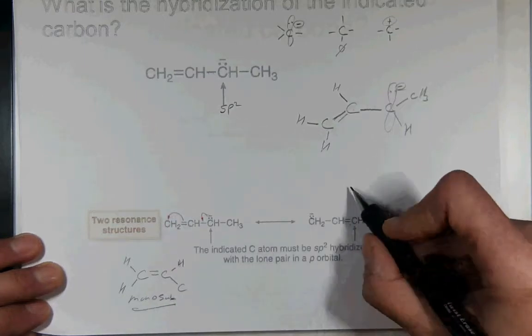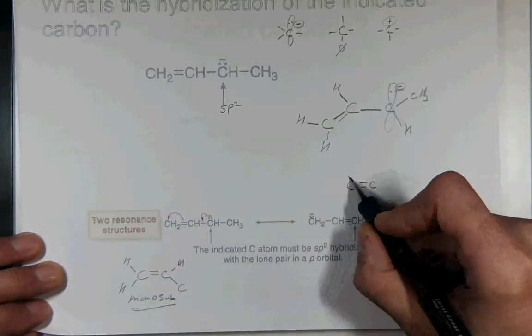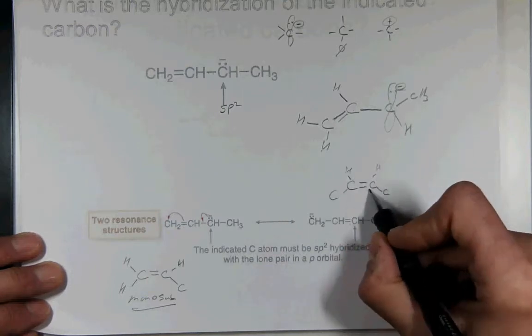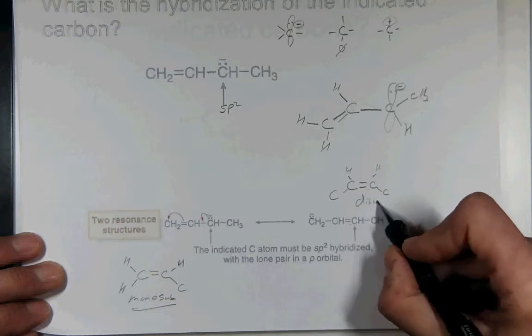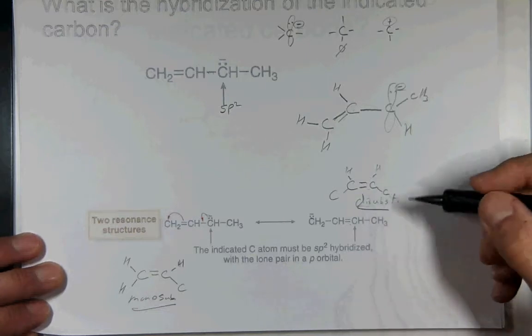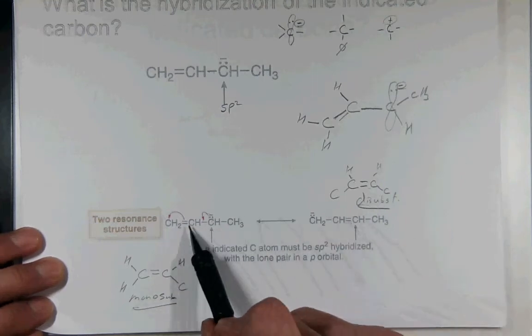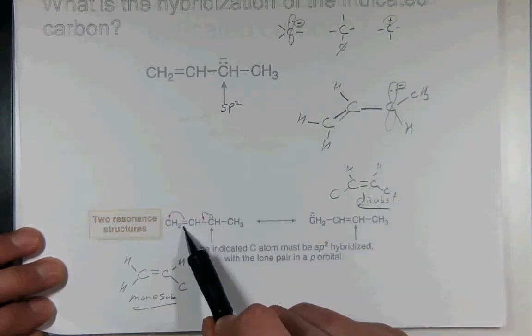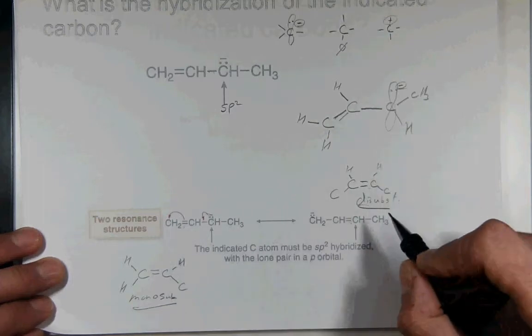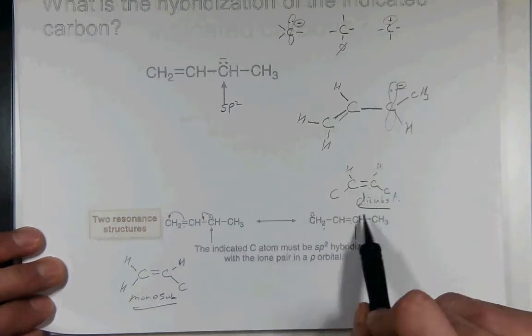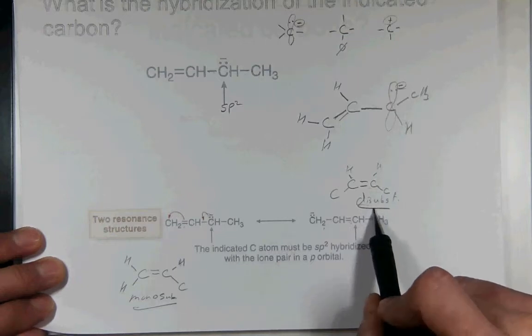Here, when we move the double bond here now, it's di-substituted. And we know from way back when that di-substituted alkenes are more stable than mono-substituted. So in terms of the resonance hybrid, yes, they're equal contributors to the resonance hybrid, but this is a more stable alkene.